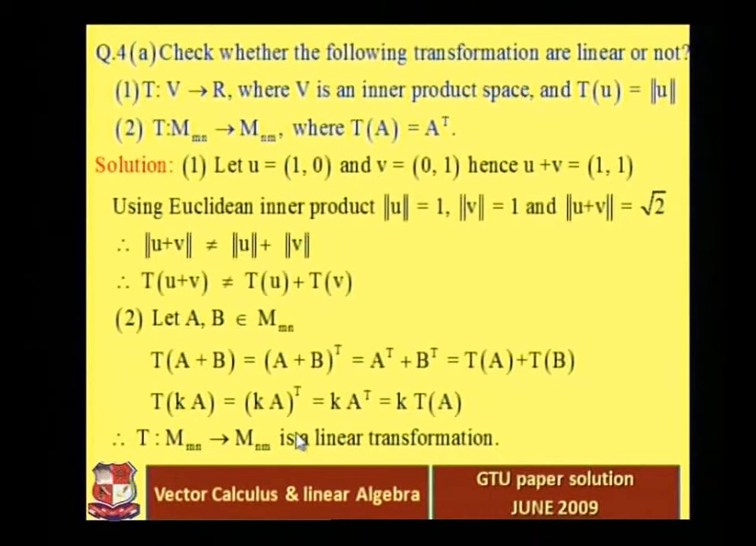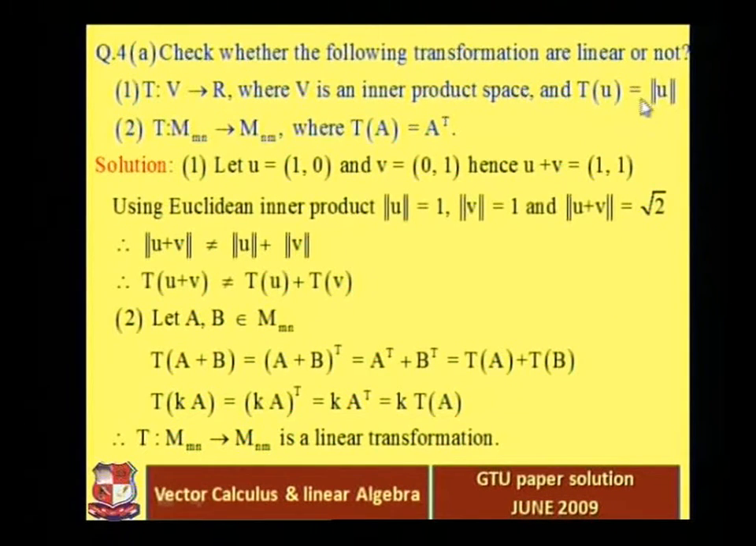Next question, question 4a. Check whether the following transformations are linear or not. First example, T from V to R, where V is any vector space, inner product space, and T of U is equal to norm U.